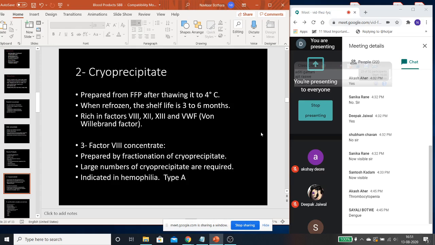Then factor 8 concentrate is available. It is prepared by fractionation of this cryoprecipitate. A large amount of cryoprecipitate is required for that, and it is indicated in the treatment of hemophilia, that is, type A hemophilia. Then next in that is, I hope you are understanding.